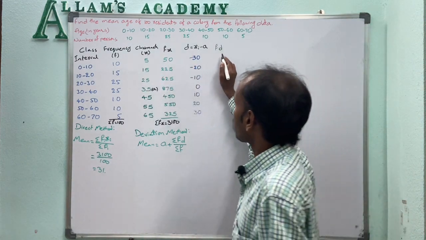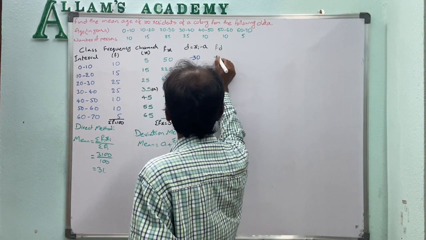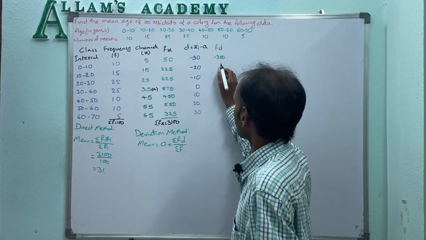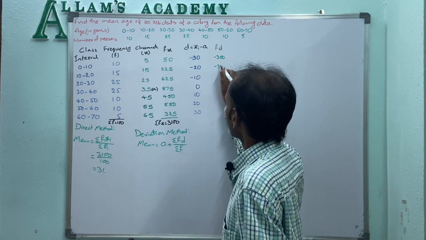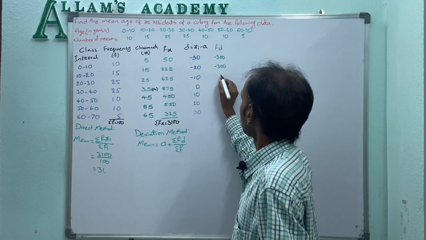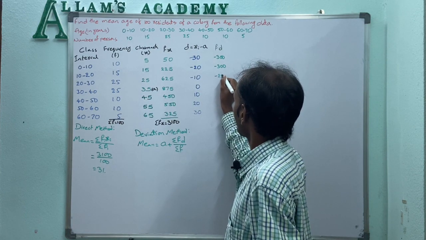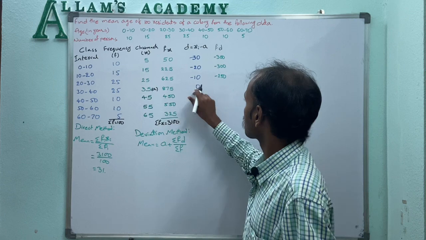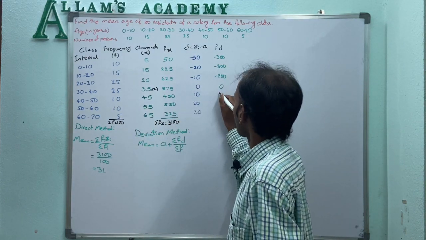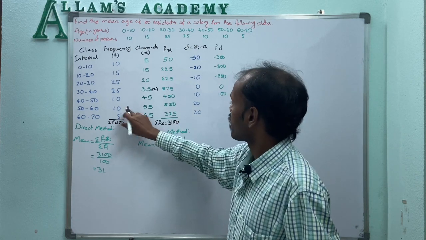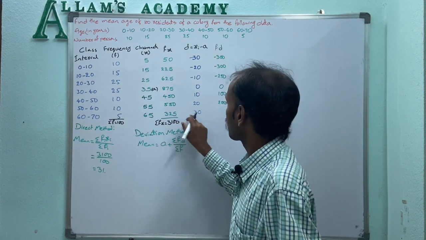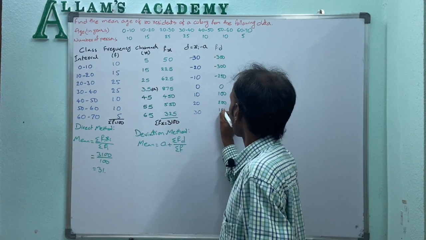So 10 into minus 30 equals minus 300. 15 into minus 20 equals minus 300. 25 into minus 10 equals minus 250. 25 into 0 equals 0. 10 into 10 equals 100. 10 into 20 equals 200. 5 into 30 equals 150.